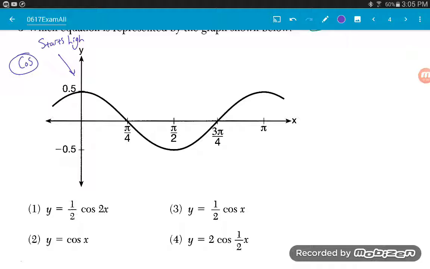But what we need to do is look at the amplitude. This is the amplitude, and this is also the amplitude here, from the midline to the top, or the midline to the bottom. It goes up and down 1/2. That's this number right here. So it's got to be this or this. It's got to be 1 or 3.